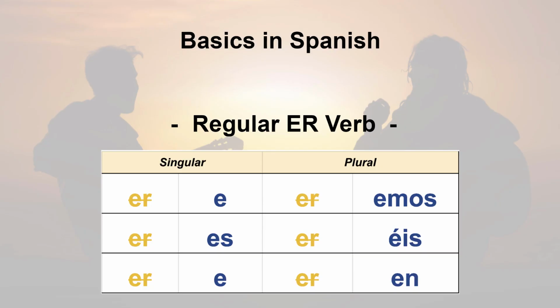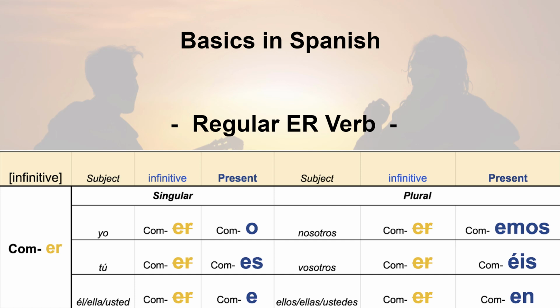Regular ER verbs conjugate with common patterns: o, es, e, emos, éis, en, after taking off the last part of the verb, ER. So for example, the verb comer, meaning to eat, will be conjugated as follows. Yo como, tú comes, él, ella, usted come, nosotros comemos, vosotros coméis, ellos, ellas, ustedes comen.